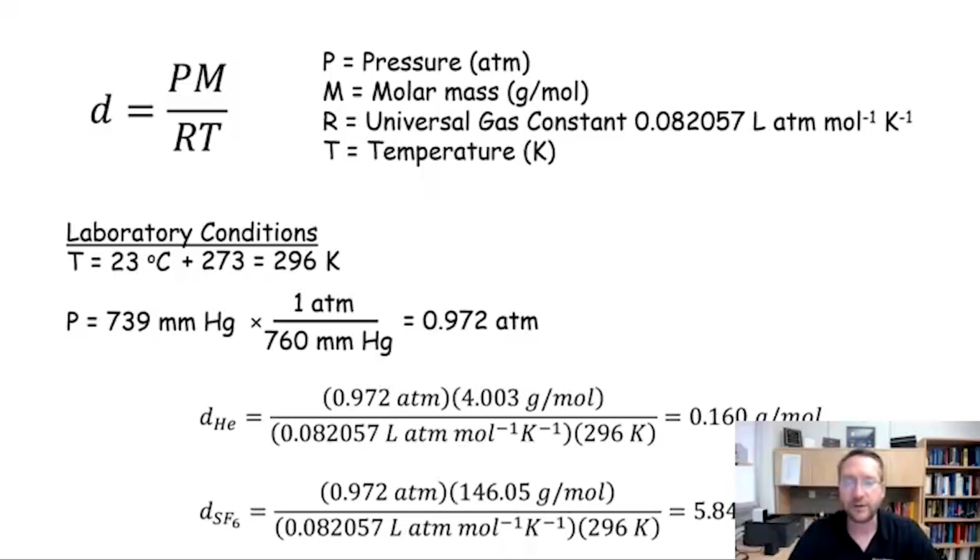The density of the sulfur hexafluoride is a lot more because the molar mass of sulfur hexafluoride is 146 grams per mole. It's a pretty massive molecule. And so if we plug in our values based on that 146 grams per mole for sulfur hexafluoride, we come up with a density of 5.84 grams per mole.